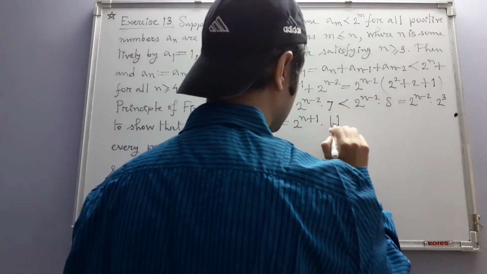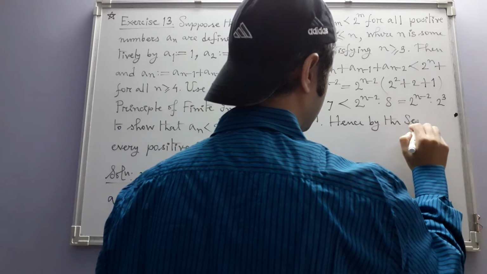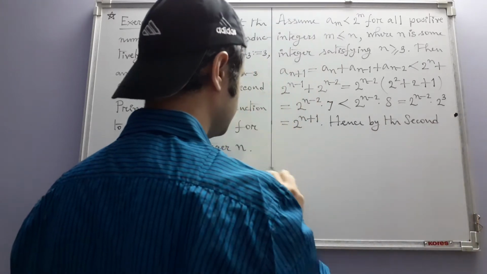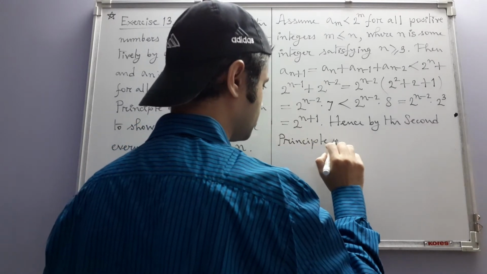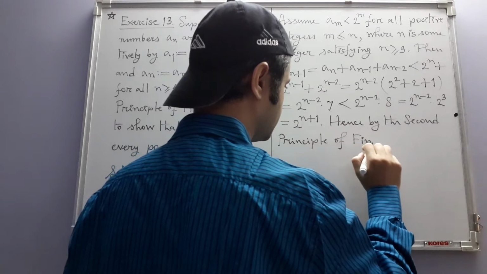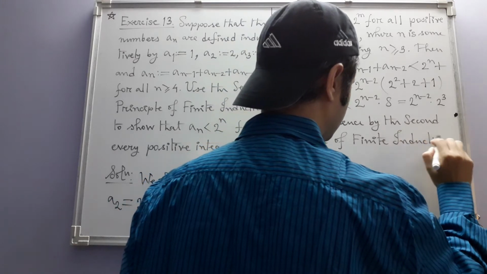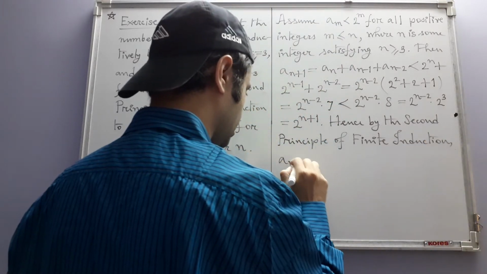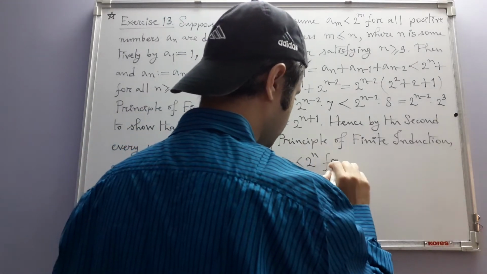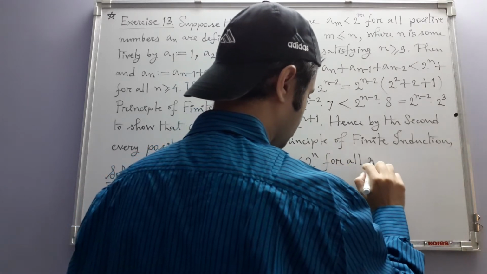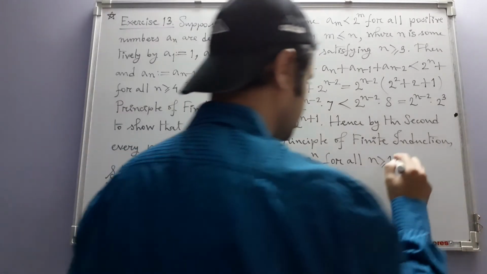Hence, by the second principle of finite induction, an is less than 2 to the power n for all positive integers n. So that completes the solution.